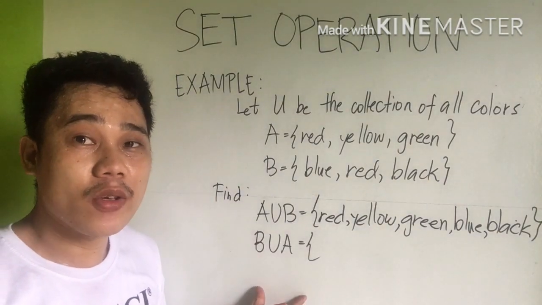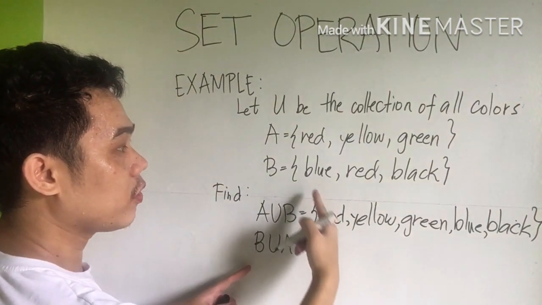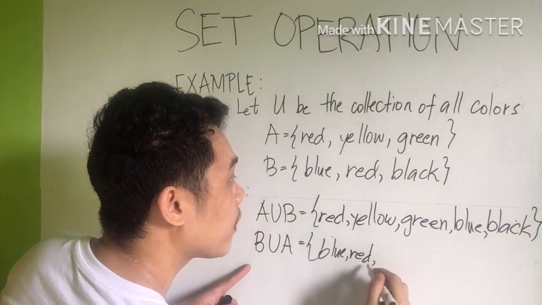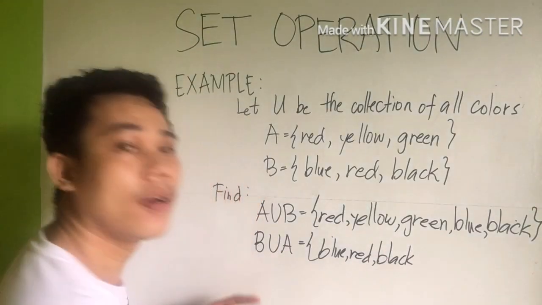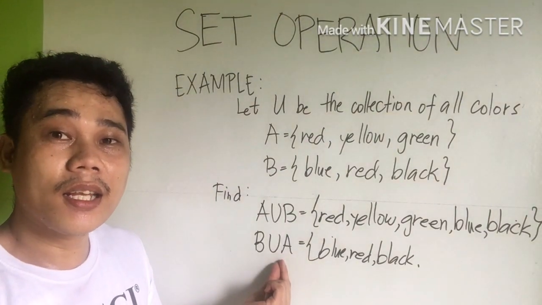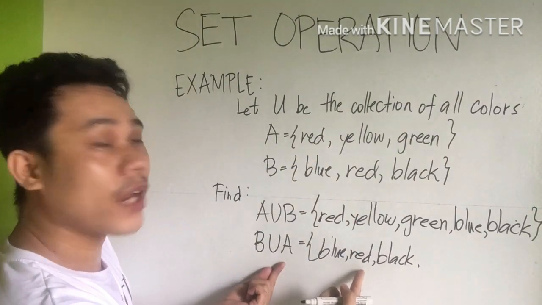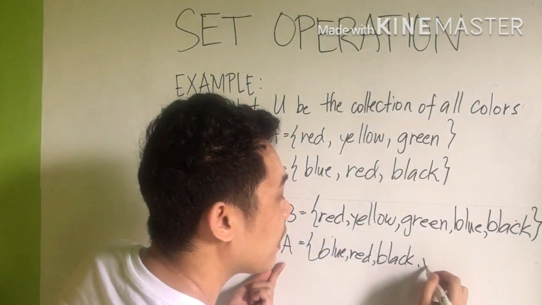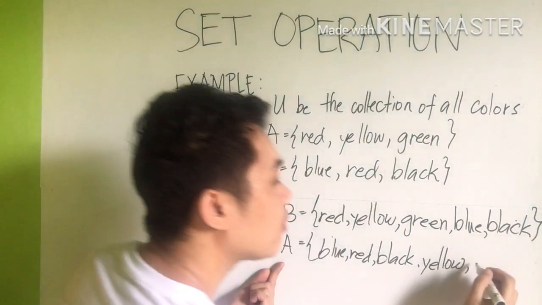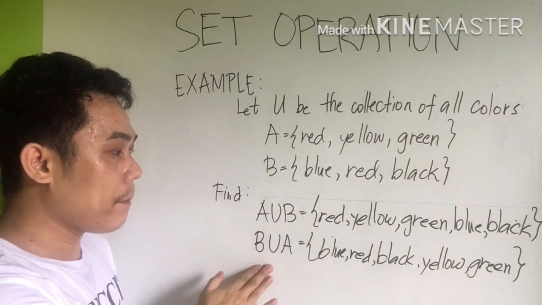Tignan naman natin ang B union A. So, una-unang gawin, isulat muna natin ang B. So, elements coming from B, we have blue, red, and then black. Okay? Ang next, ilista natin yung sa A. Pero make sure na hindi uulit yung mga elements natin. So from A, we have red. Pero yung red nandito na. So hindi na natin ilista. Next is yellow. And then green. Walang green dito. So ilista natin. And so that's it. This is B union A.